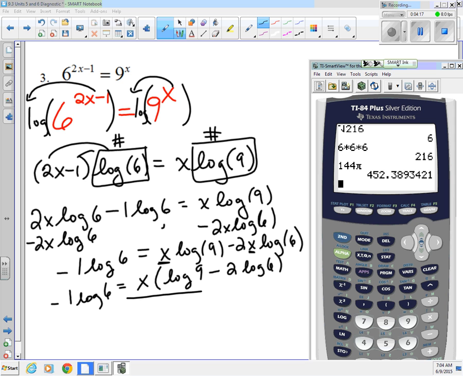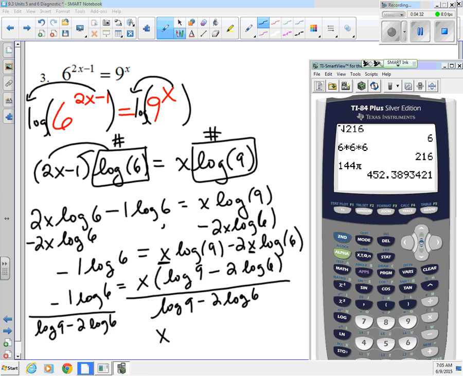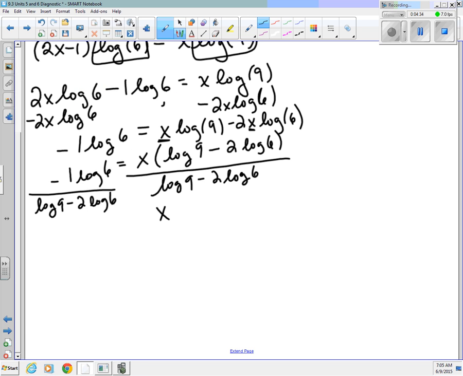And I can divide both sides by log 9 minus 2 log 6 because the x and the log 9 minus 2 log 6 are connected by multiplication, so we can divide to undo them. And so I get x is this monstrosity. I get x is -1 log 6 over log 9 minus 2 log 6.